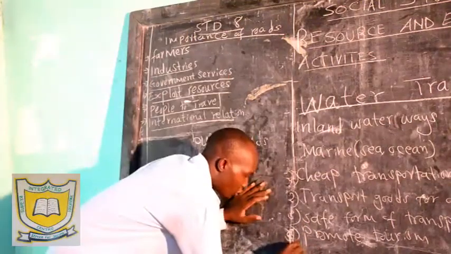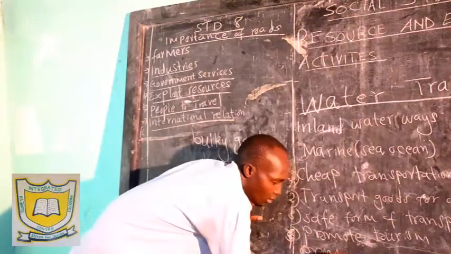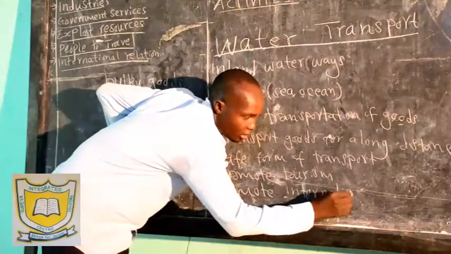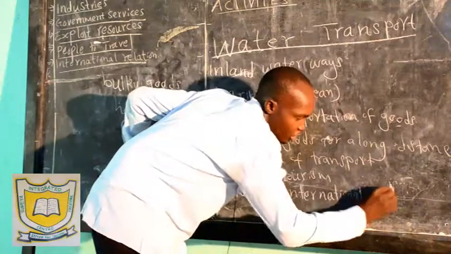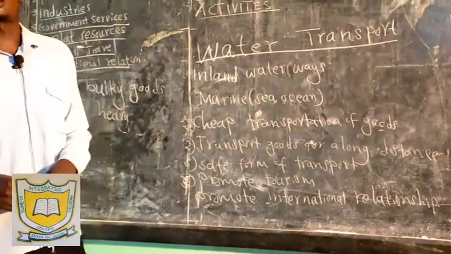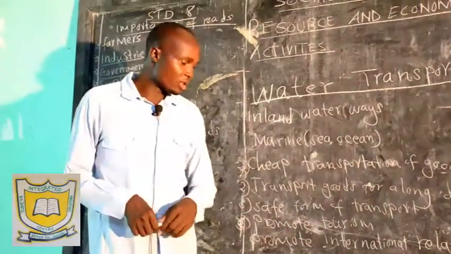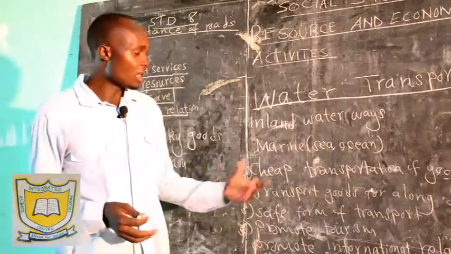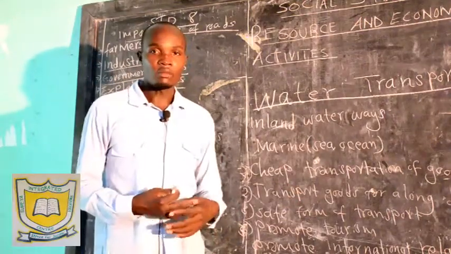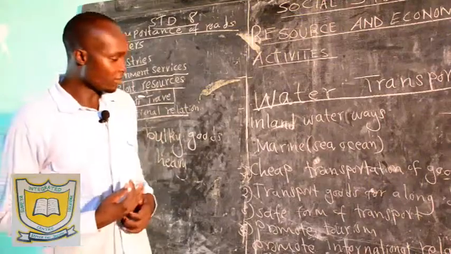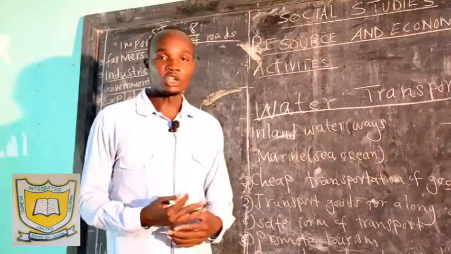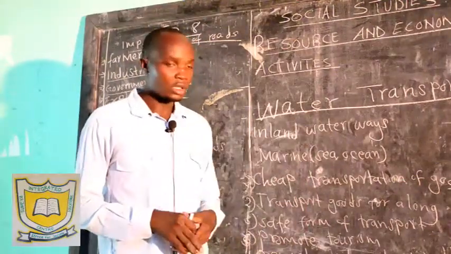Then it also promotes international relationship. It promotes good international relationship between Kenya and the other countries, because we know very well that Kenya imports very many things from outside the country, petroleum being one of them. Then also machinery and electronics are imported from other parts of the world. So that is what we call good international relationships. So I think that's all about water transport.